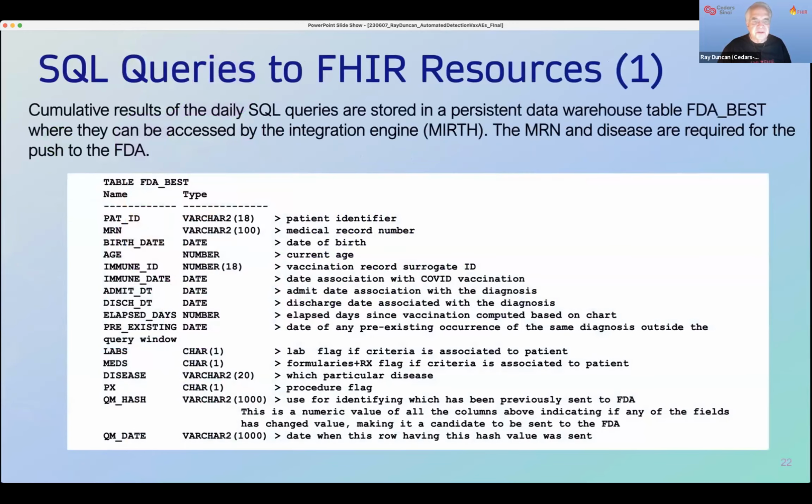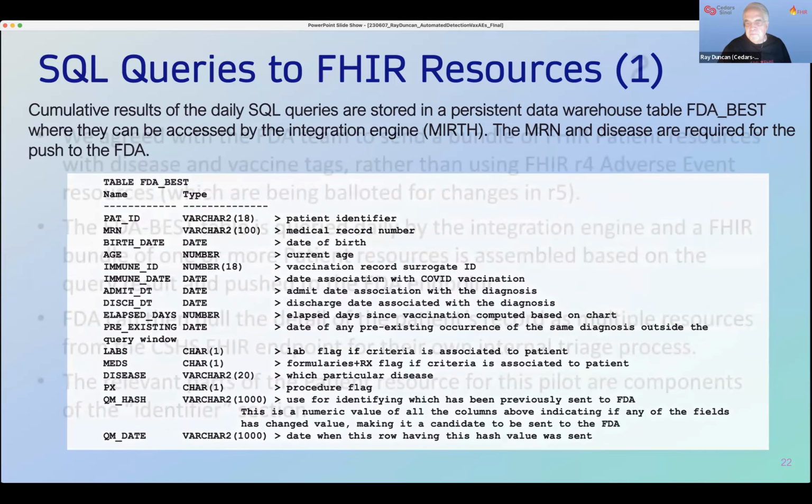So the next step is, once all this stuff gets into a staging table in the Enterprise Data Warehouse, Mirth can pick it up and format patient resources into a bundle. So we do hash and timestamp each record so that if there's a subsequent occurrence of an adverse event or a subsequent vaccination and then a new adverse event, we can distinguish that from whatever we might have reported before, but we never want to report something twice to the FDA.